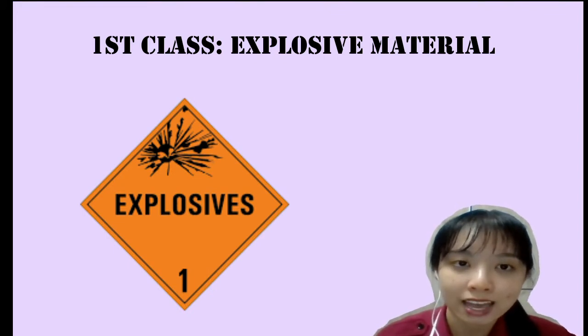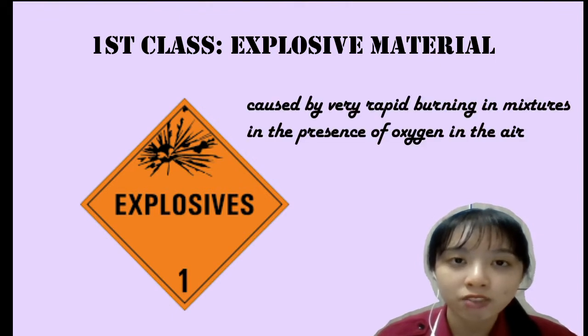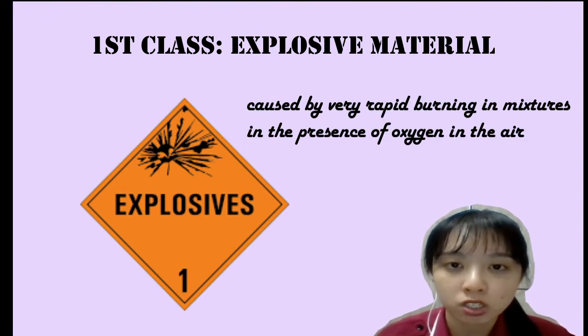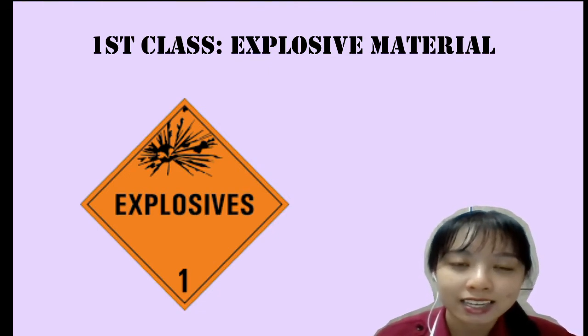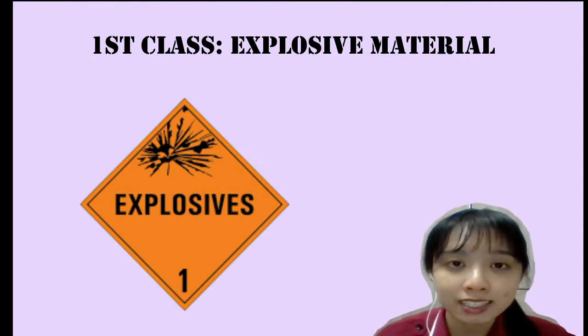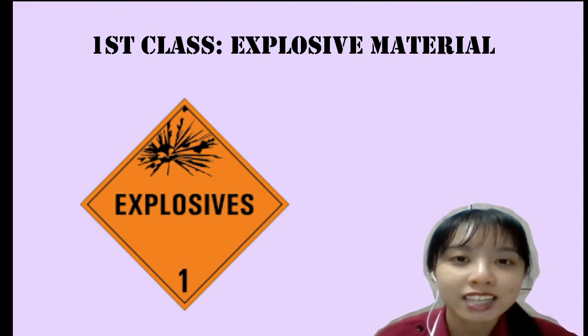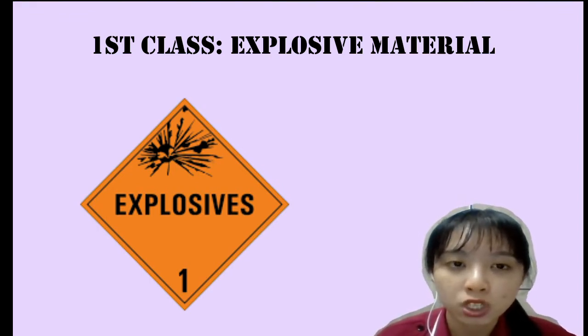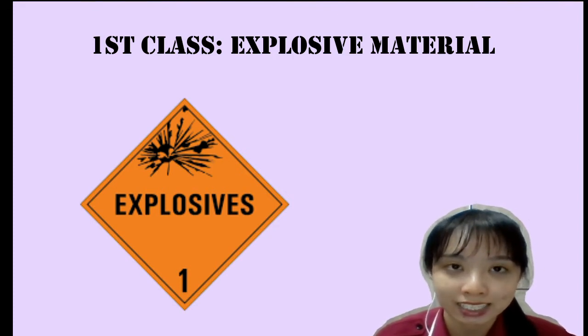The first class of dangerous goods symbols in packaging is explosives. Chemical explosions are usually caused by very rapid burning of substances or mixtures in the presence of oxygen in the air. In these cases, there are 6 divisions of explosions. First, the substances and articles that have a mass explosion hazard. Next, substances and articles which have a projection hazard but not a mass explosion hazard. And also there are 4 other divisions in these cases.